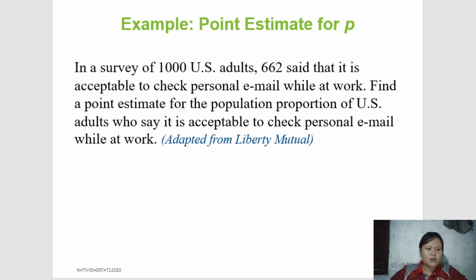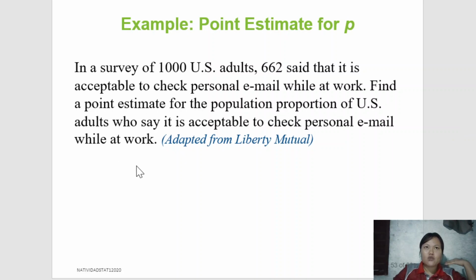Okay, so supposing we have this one. In a survey of 1,000 US adults, 662 said that it is acceptable to check personal email while at work. Find the point estimate for the population proportion of the US adults who say it is acceptable to check personal email while at work. Okay, so population proportion lang naman ang hinihingi yan, o yung p hat.